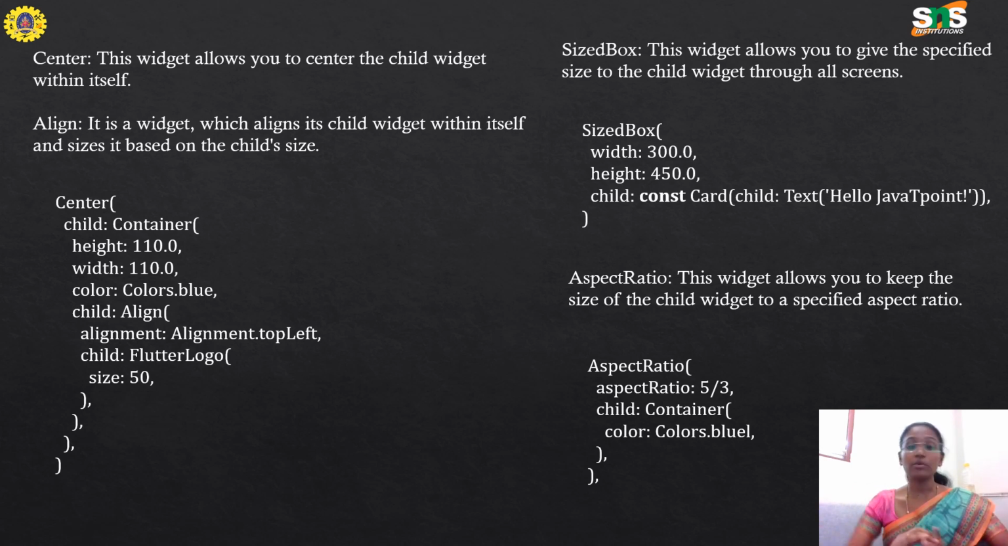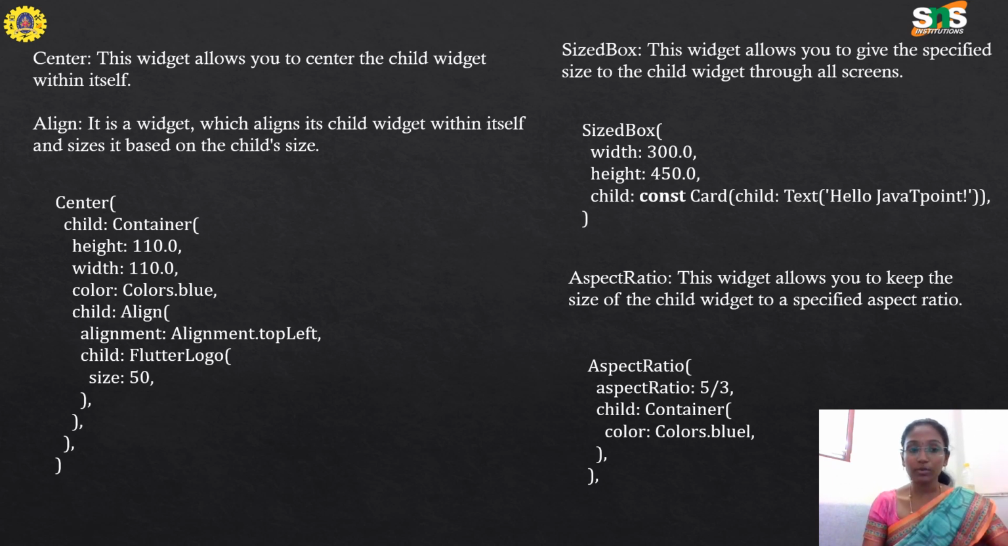Now, how will I align my image or text on my screen? That is the coding over here. The first one is Center, which allows our widgets, the child widgets, within the screen. The next one is Align. We have the text align property, and we will work on the aligning side. The child will be based on the size of the child widgets.